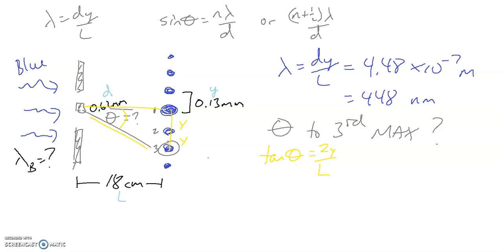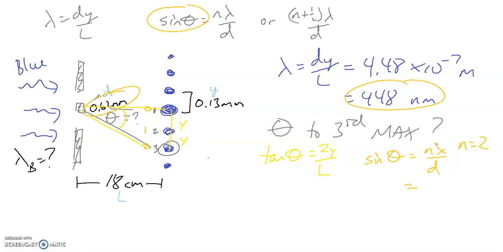Or we could also use the sine theta expression we have up here. So sine theta is equal to n lambda over d. Now you've got to be careful with the n value, because the n value is not 3. Remember, that's the fringe number, and the fringe number starts counting at 0. So that'd be 0, 1, 2. That's where you've got to be a little bit careful, because the n value is equal to 2. So you do 2 times the wavelength, which we found, divided by the d value, which we have over there, and you can calculate the angle.